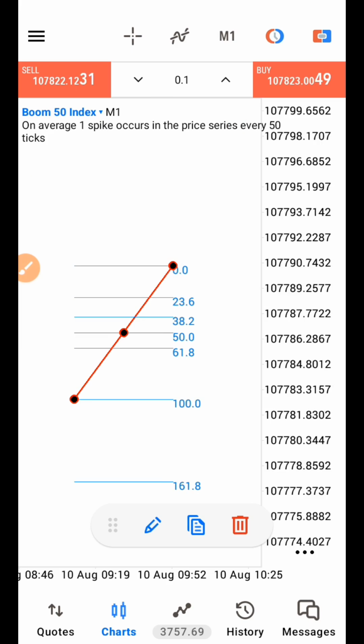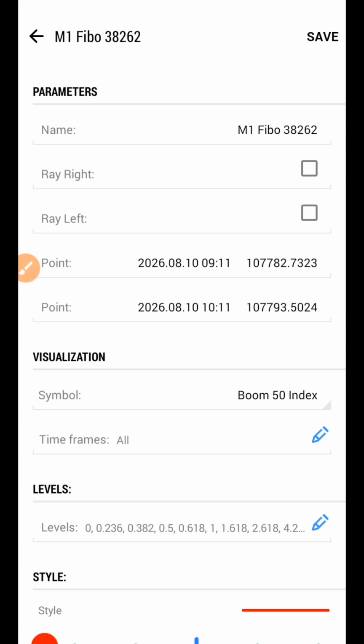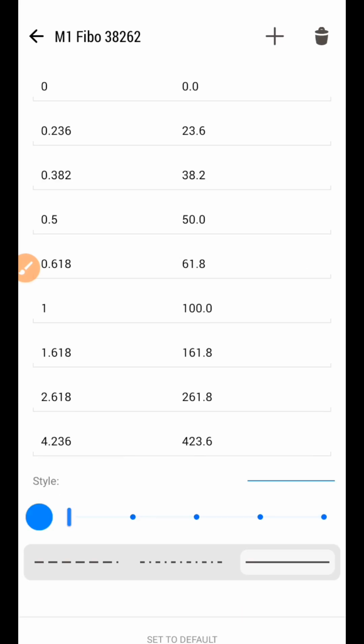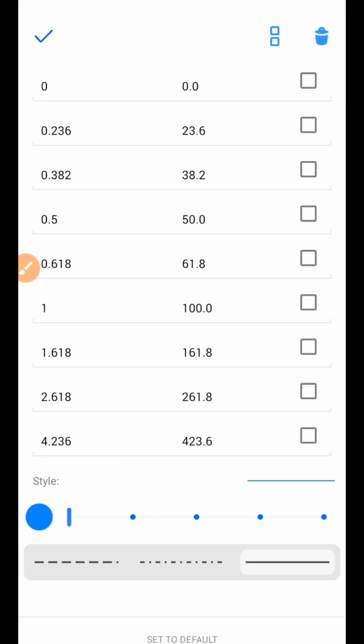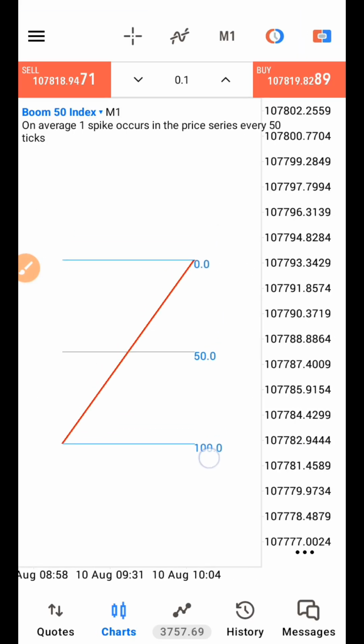Now we don't need all these numbers on this Fibonacci, so we have to edit it. Click on this pencil sign, then go to levels. We only need three numbers, so delete this, delete this, leave this, delete this, leave this, delete this, delete this, and leave this. Click on delete, then go back and click on save. So this is what we need.